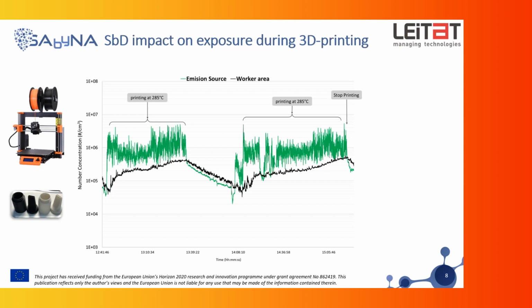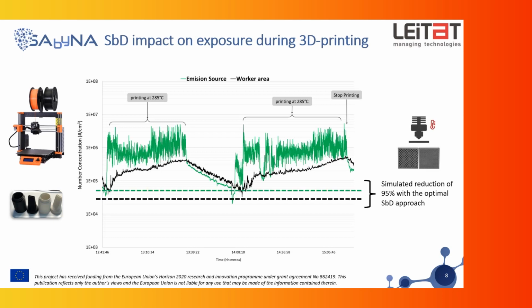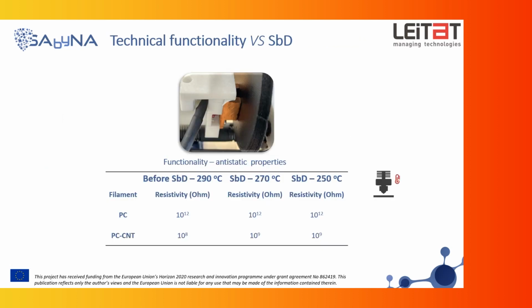And we can provide the user with a solution. If you tune your process parameters by 95%, as we have seen before, you might be able to reduce your emissions to a level that will not pose a high concern anymore.